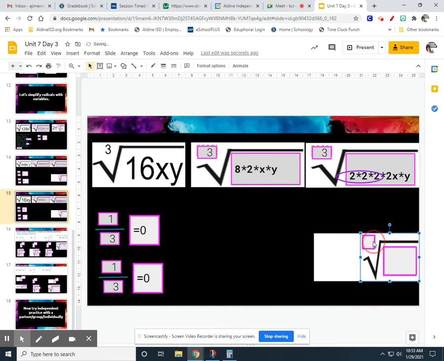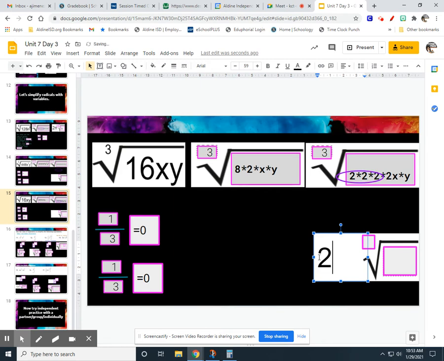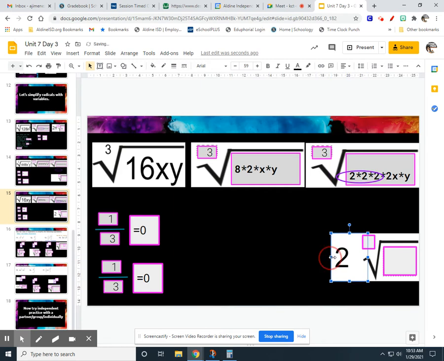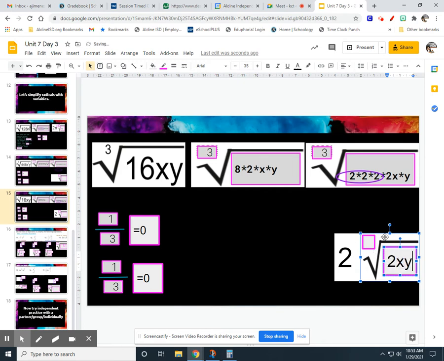Okay. That means we have 1, 2 that's going to come out, and we have what is it, 2xy left inside, and the exponent is 3 up here. Okay, we got one more, and then it's going to be you guys. Oh, no, we have 2 more slides, and then it's going to be you guys doing independent practice.